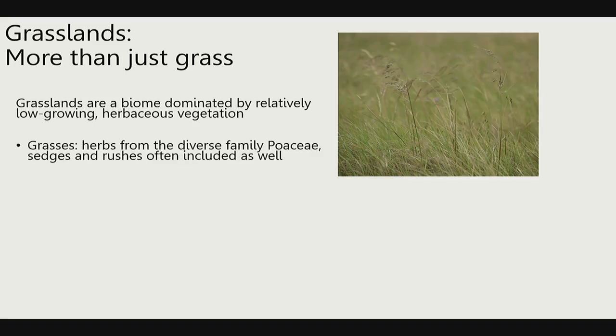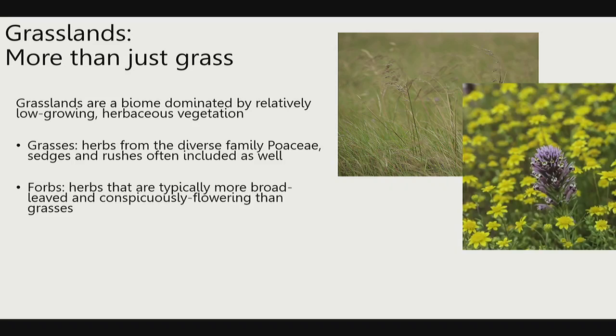So again, grasses. Grasses are all herbs, herbaceous plants from the family Poaceae. Taxonomy, we have our kingdom, phylum, class, order, family, genus, species, and all of our grasses belong to family Poaceae. Again, no Latin, don't have to remember that, right? There are sedges and rushes in there, but these grasslands are, appropriately enough, often dominated by grasses. But it's not just grasses.